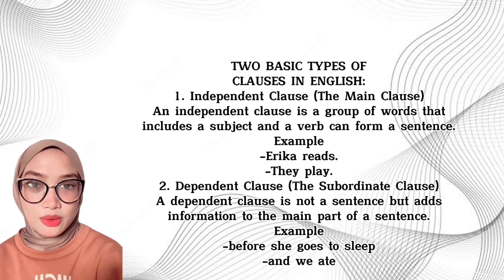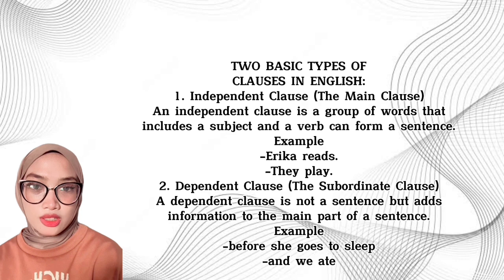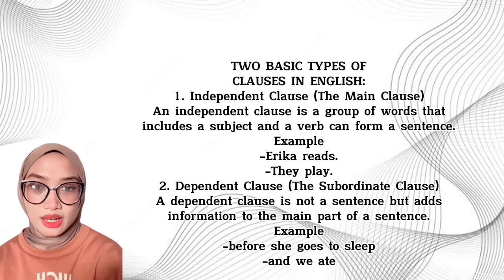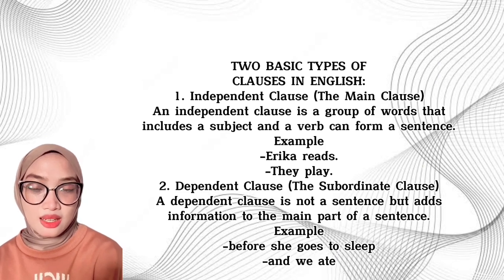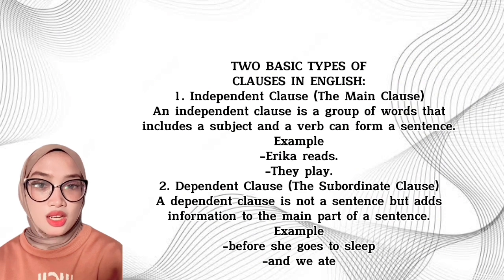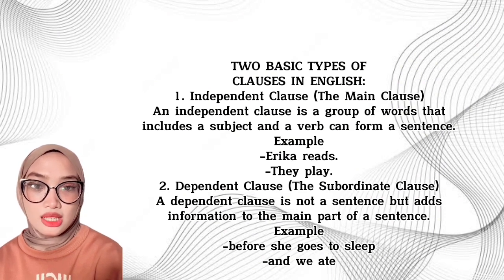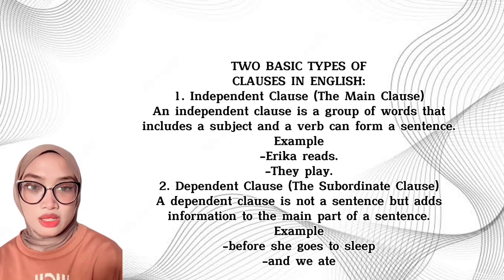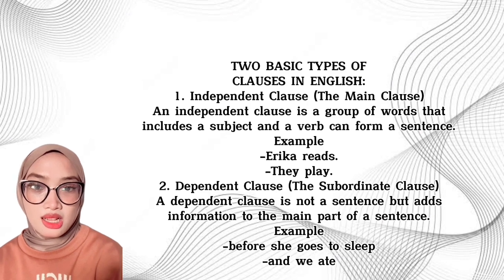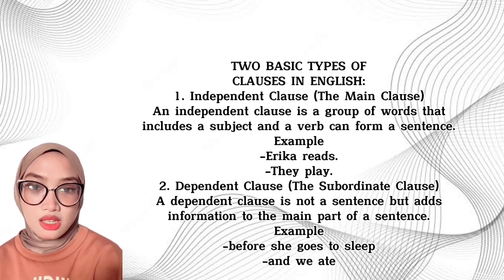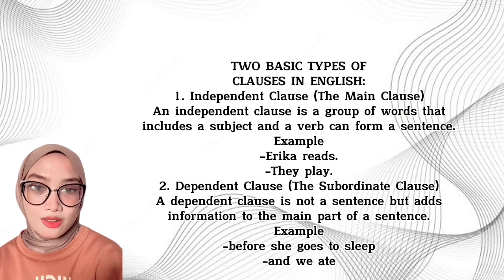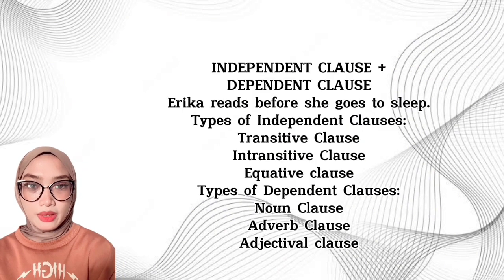Clauses in English. Number one, independent clause. An independent clause is a group of words that includes a subject and a verb and can form a sentence. Example: Erika reads, they play. Number two, dependent clause. A dependent clause is not a sentence but adds information to the main part of a sentence. Example: before she goes to sleep. We add an independent clause plus a dependent clause.